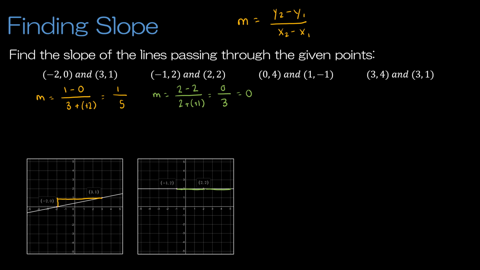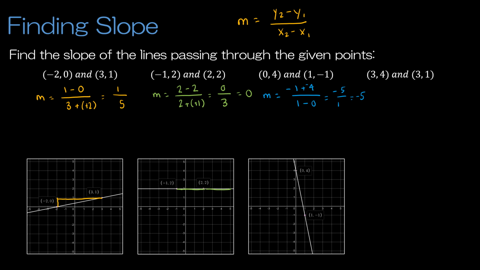For my next example, I have the second y of negative 1 minus my first y of 4. My second x of 1 minus my first x of 0 gives me negative 5 over 1, which is just negative 5. So negative 5 is a fairly large negative number, so it's going to be steep, and it's going to be negative, which means pointing down from left to right. And I can see, based on this graph, that I did have a decrease of 5 to a run of positive 1.